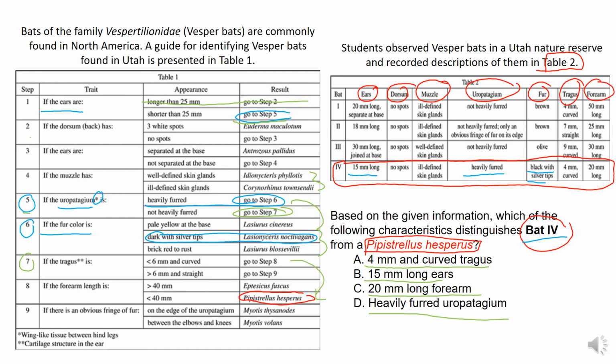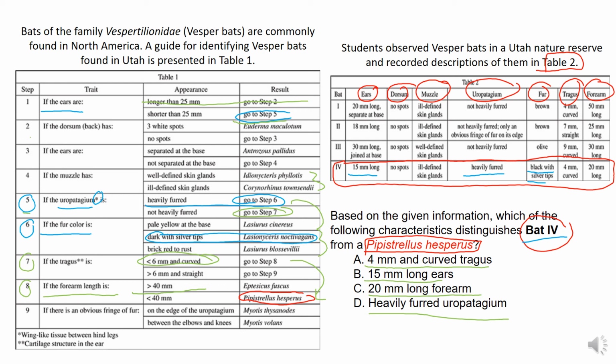Well, we circled the name earlier and realized it's in step 8. So we identify that this is less than 6 millimeters and curved. So when we go to step 8, the forearm length is greater than 40. So now, what is the biggest difference? Well, this is it right here.